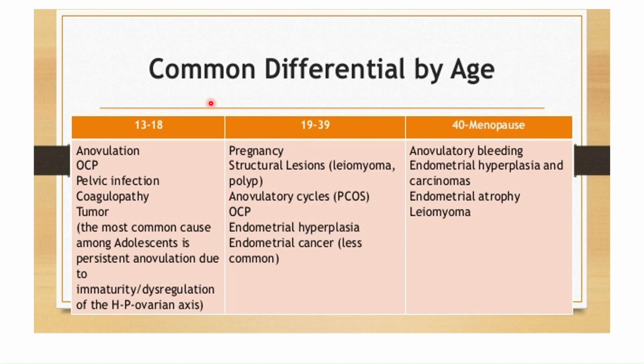If we see differential by age, so 13 to 18 age group shows most common cause is anovulation, then pregnancy, pelvic infection, some coagulopathies or tumor. In 19 to 39 age group, pregnancy, structural lesions, anovulatory cycles, hyperplasia and cancers are the common cause. 40 to menopause age group, here anovulatory bleeding, hyperplasia and malignancy, atrophy and leiomyoma are the causes for the AUB.